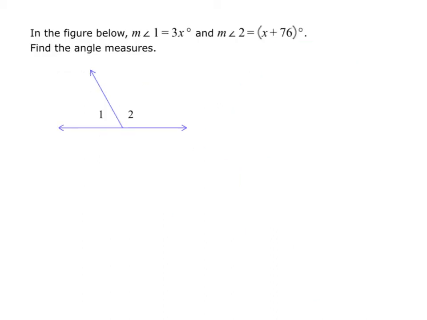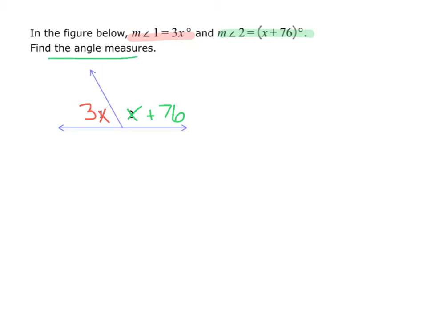All right, let's tackle another one. This problem tells us in the figure below, the measure of angle 1 equals 3x, and the measure of angle 2 equals x plus 76. So let's go in and write in what we know for each of those angles. So angle 1 is 3x. So what I'm going to do here is just label this 3x. And then angle 2, I'm going to put in x plus 76. It just makes it easier to work with that way.